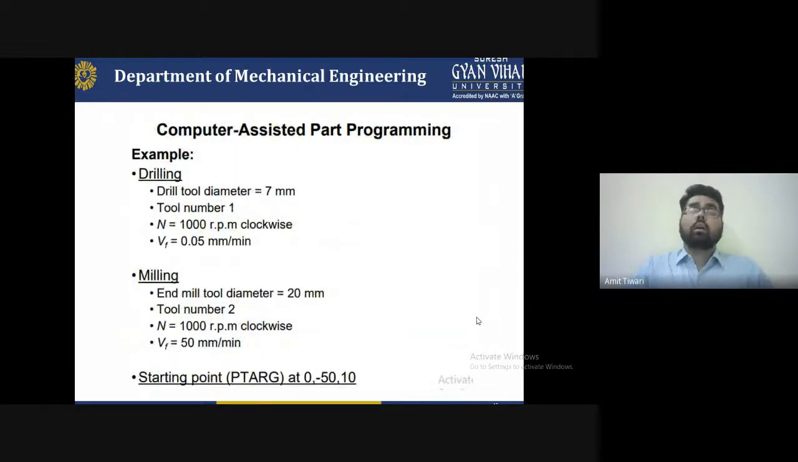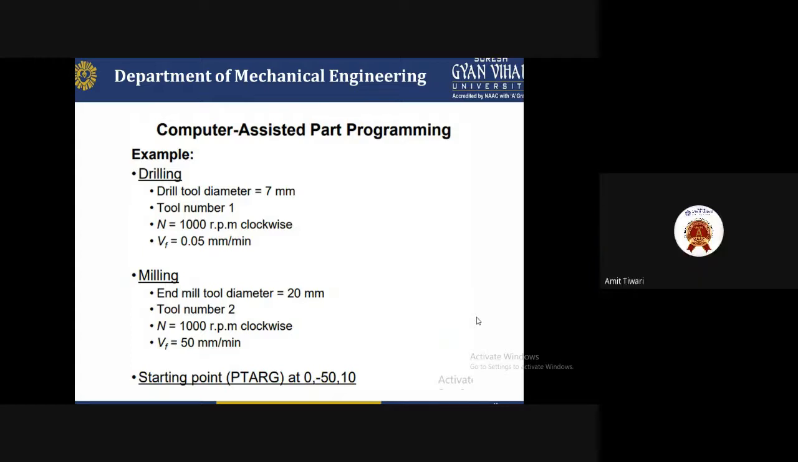Another one is computer assisted part programming. Simply we can say a drilling operation with some dimensions given. The first is the drilling tool diameter, that is 7 mm. Tool number is 1, and it is 100. First of all, to calculate the feed VF, 0.05 meter per minute is the answer. So this type of example is carried out to make the drilling phenomena easy.